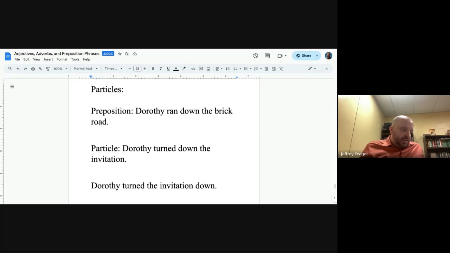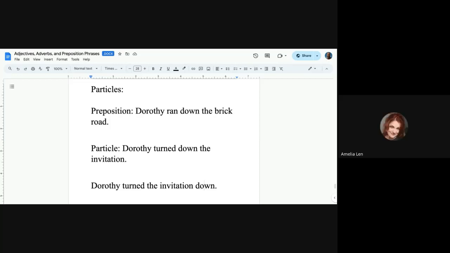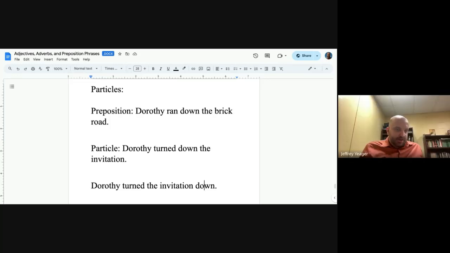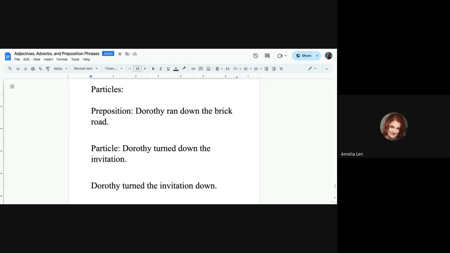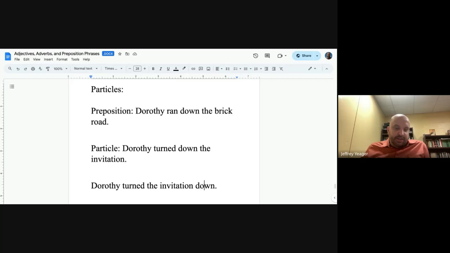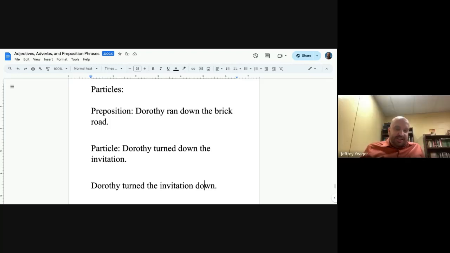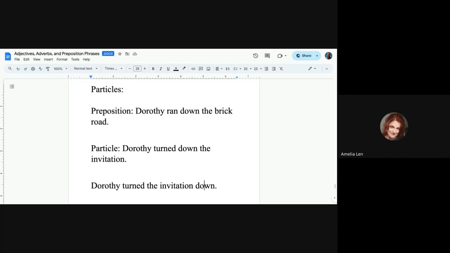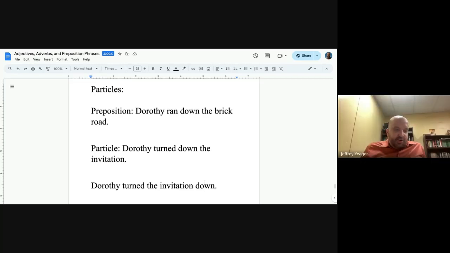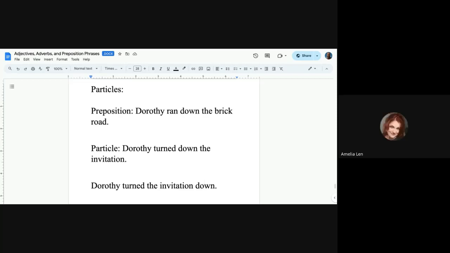Lois put on a new dress. Lois put her new dress on. Right. Arsonists burned down the building. Arsonists burned the building down. The children turned in their parents to the police. Oh, that's mean. The children turned their parents in. You have another one there, to the police, but that's a preposition, right? Yeah. Please hand in your homework. Please hand your homework in.